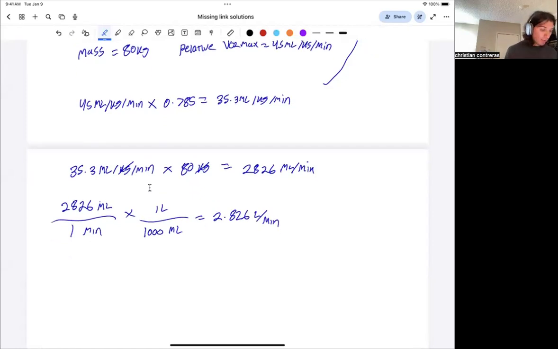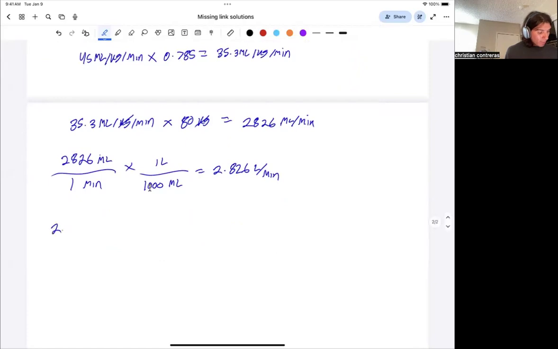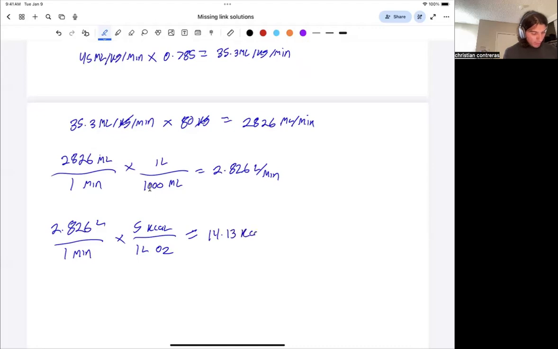And we have two more steps. Again, if we look at that metabolic ladder, if we want to go up another rung, we know that for every liter of oxygen we consume, we get 5 kcals that we burn. Which means if we take that value and multiply it by 5, we get 14.13 kcal every minute that he spends exercising at this intensity.